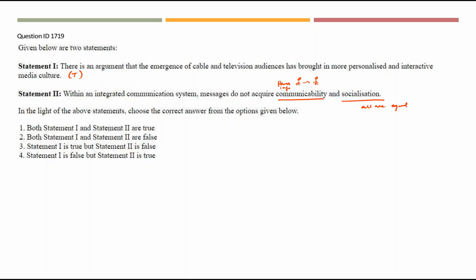So here when they say it is an integrated communication system, there will be information passing from one people to another and all people will be given the information. In this case, if they say messages do not acquire both these aspects, communicability and socialization, this is false. Option number 3. Statement 1 is true but statement 2 is false will be the right answer.